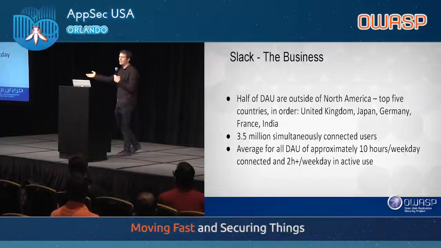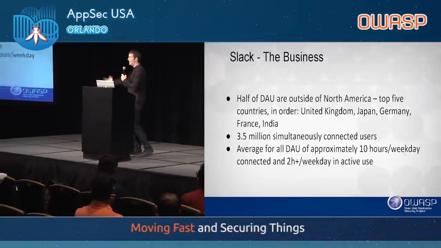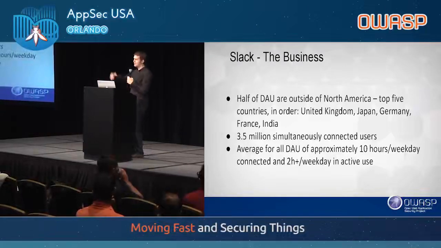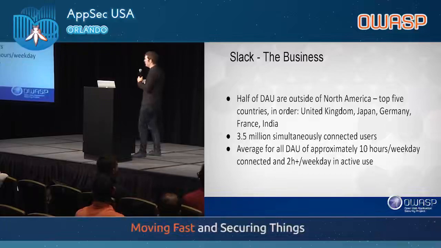So one of the constraints we'll discuss is how we can't have much downtime. I mean, no one wants downtime. But when you have a lot of actively connected users, you can't turn things off and turn them back on again. And the average for all of our daily active users is approximately 10 hours per week.